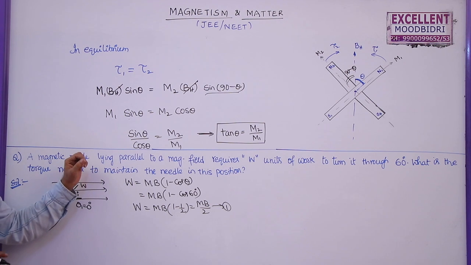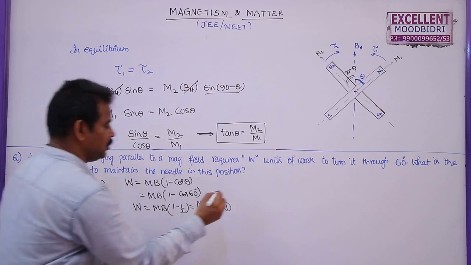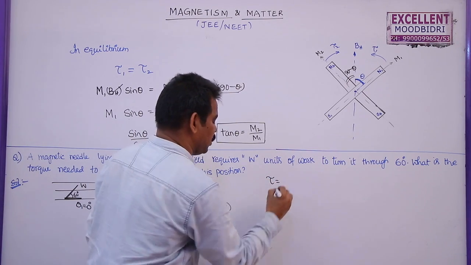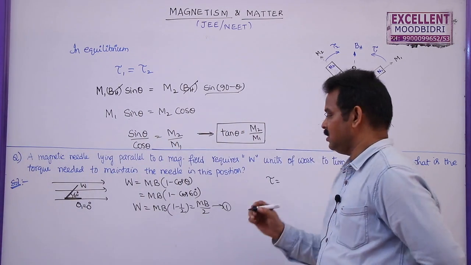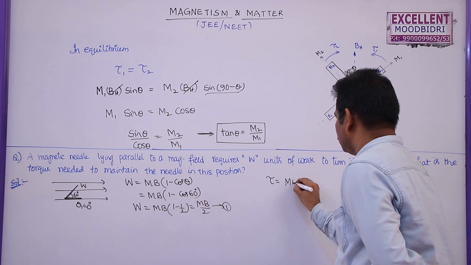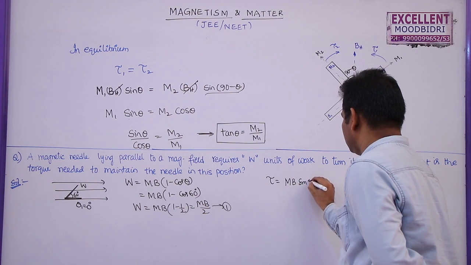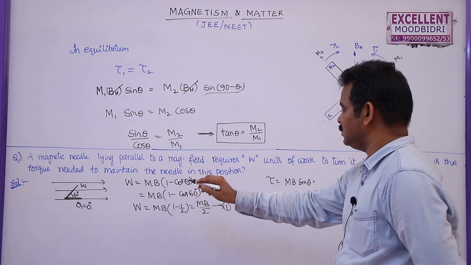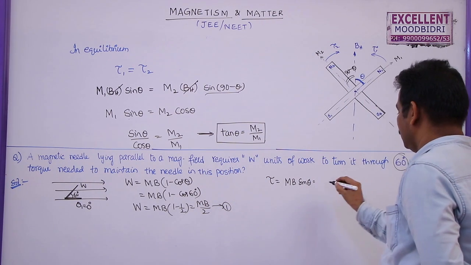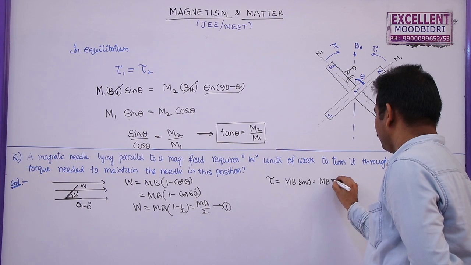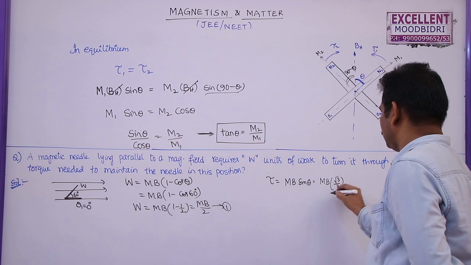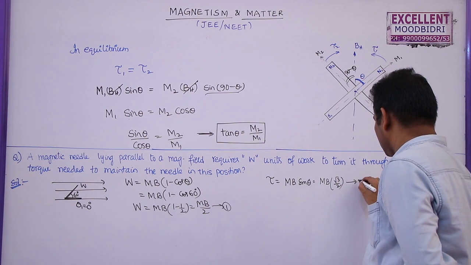After reaching this point, I need to hold it with some torque. So what is the torque in this position? Torque tau is given by mB sin theta in this position. So this is mB sin theta, and theta is given as 60 degrees in the problem itself. So I am going to write this as mB into root 3 by 2. This is equation 2.